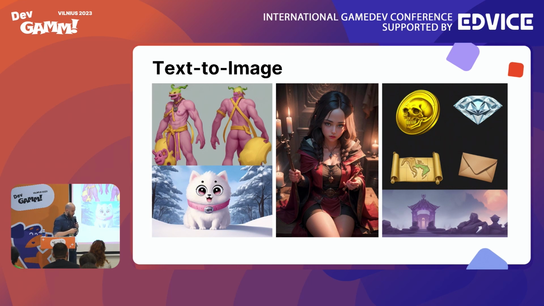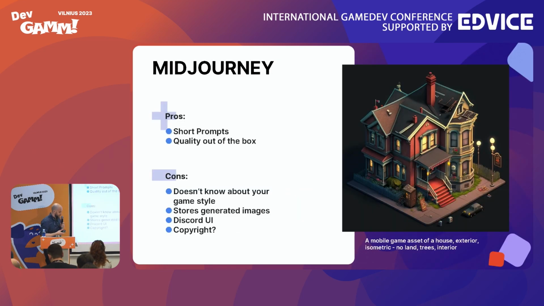About images. All these images were generated with neural nets. And as you can see, you can generate concepts of characters, icons for user interface, some backgrounds for levels or commercial banners, or even cool girls, because why not? And you can do that with several technologies.